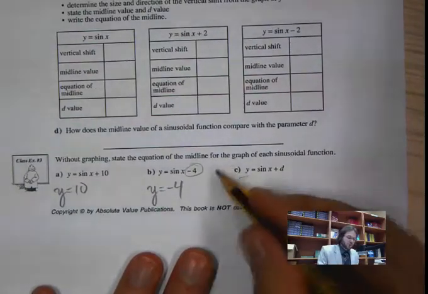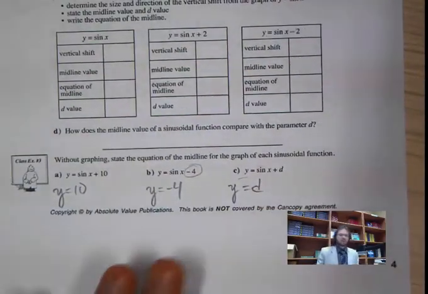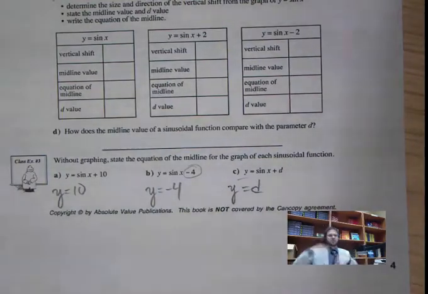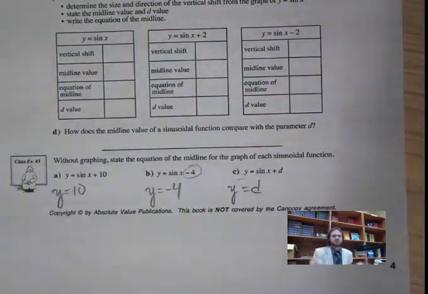Next one here is y is equal to D. It's kind of like, remember that formula? y is equal to mx plus b, and b is your y-intercept. In this case, it's your shift. Same idea, in a way.